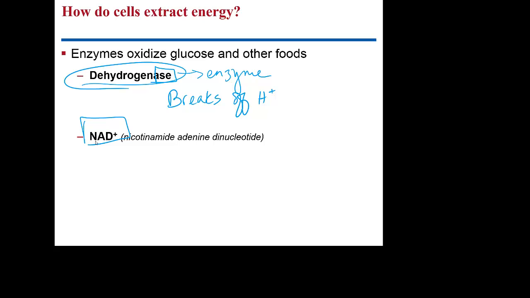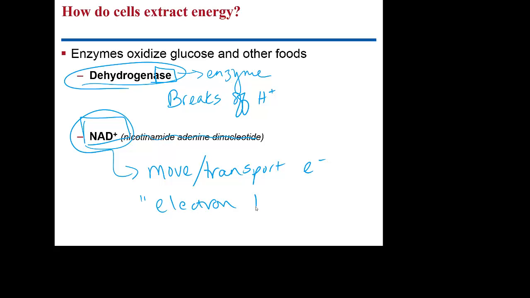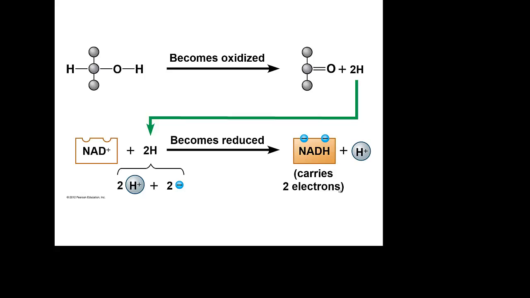NAD+, please don't remember the name. I don't care about the name. NAD+ is fine. And what we're going to look at here is this is actually an enzyme that is going to transport or move electrons. So I talk about this as the electron taxicab. Its job is to pick up electrons, drop them off. Pick up more electrons, drop them off. And we see this all through the process of cell respiration.